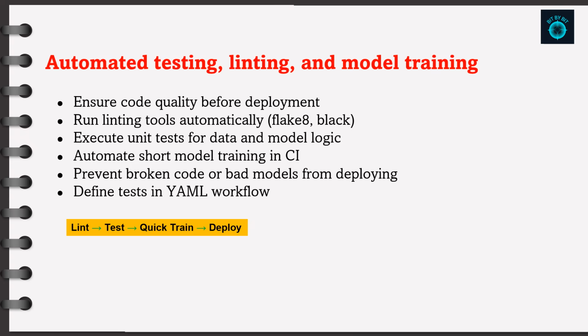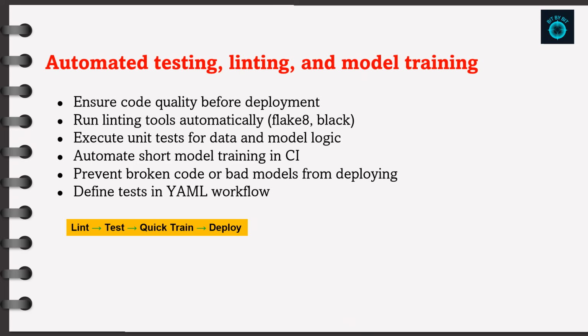These tests catch problems early, before they cause issues in production. After that, we automate a short model training step in the CI pipeline. This training run doesn't use the full dataset. It's a lightweight check to confirm that the training script runs successfully from start to finish. It ensures that recent code changes haven't broken the training logic or pipeline structure.